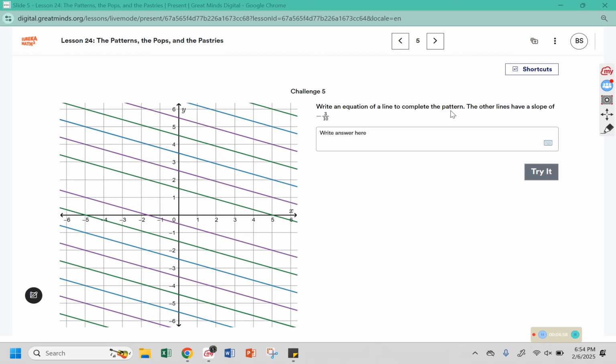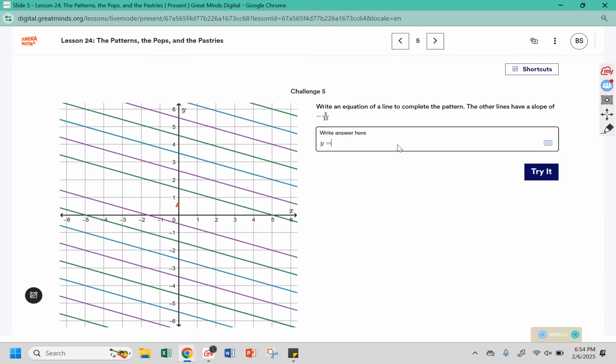Write an equation of a line to complete the pattern. The other lines have slopes of -3/10. So we want to go through this point. You can see all of them are between 1 and 2, between 2 and 3, between 3 and 4. So we want to be in here between 0 and 1, which is the point half. So the y-intercept is a half.